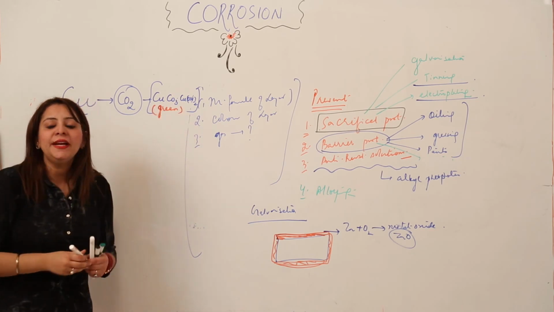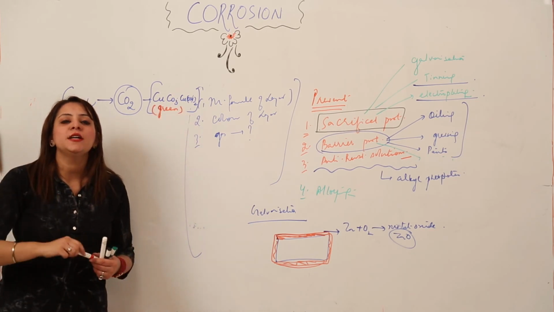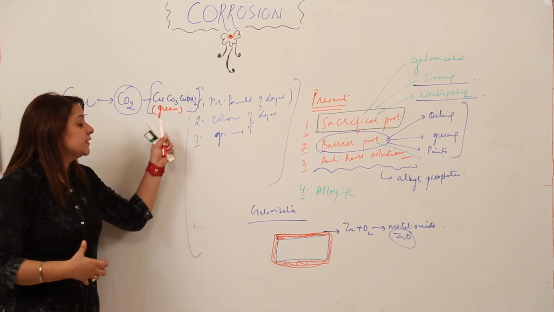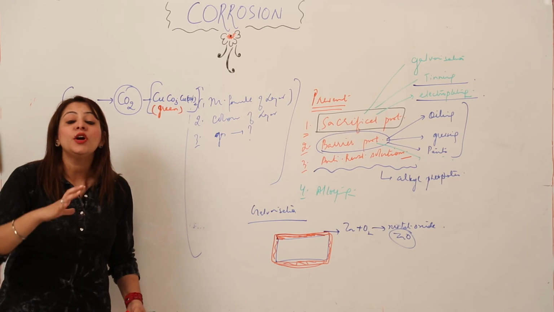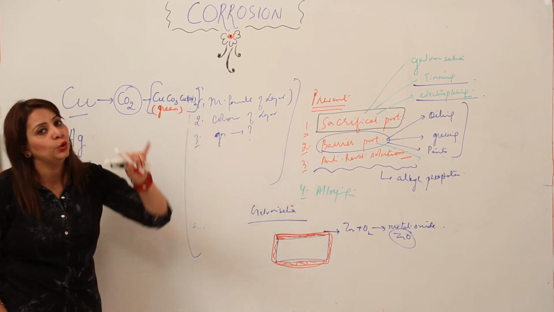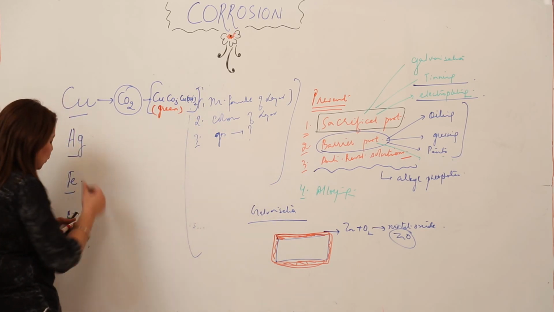So when copper gets corroded, it gets corroded in the atmosphere of carbon dioxide. What kind of layer is formed? Obviously a green colored layer is formed. And what is that layer chemically? It is CuCO3.Cu(OH)2. And secondly, we talk about silver.